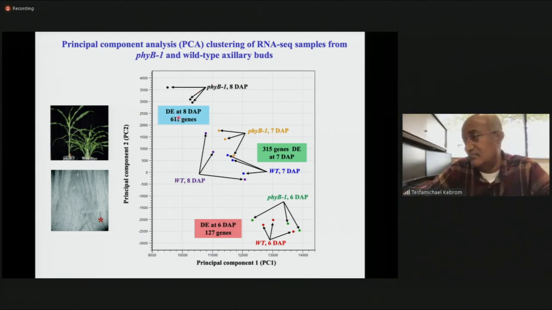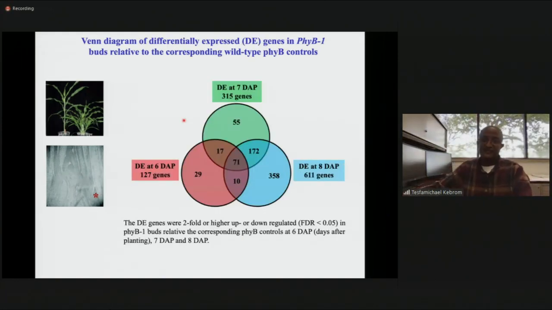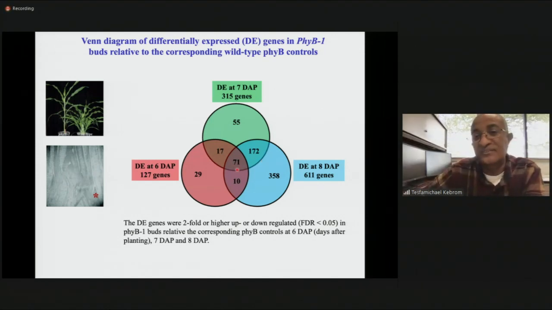Now you can see the number of genes differentially expressed between the two. Out of about 40 genes was 611 genes. And we did this Venn diagram, and what we found is that about 71 genes were common between the three. So out of 127 genes that were differentially expressed at 6 days after planting, 71 continued or were also differentially expressed at 7 and 8 days after planting.